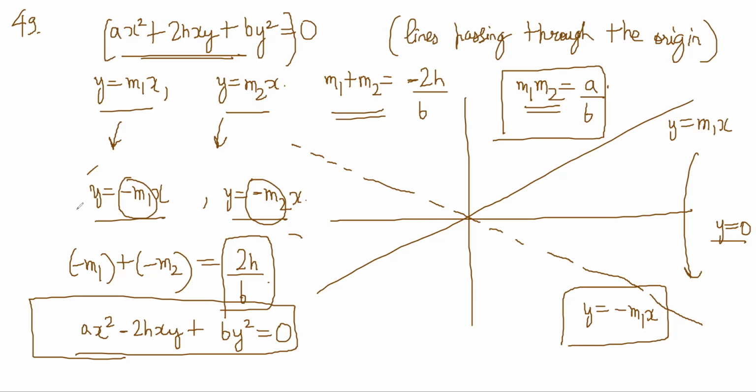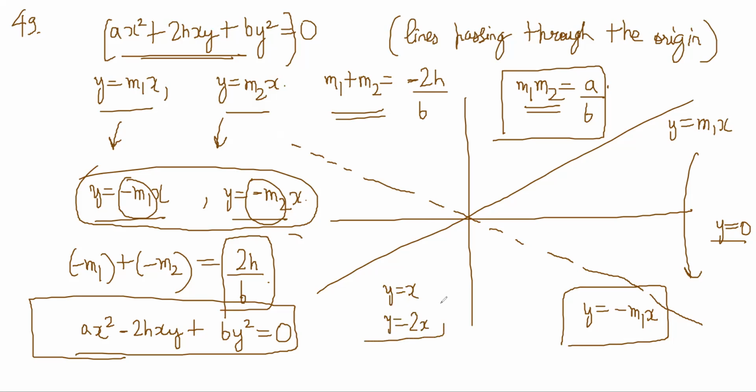Everyone is clear on this, no? It was very easy. So you can take examples: y is equal to x, y is equal to 2x. If this was your pair of straight lines originally, now it is y is equal to minus x and y is equal to minus 2x. You can multiply the equations and see this is what happens. Only h changes. And the next one, 53.